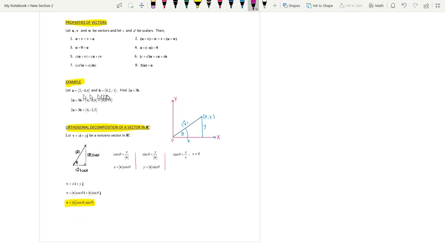Now suppose we have vectors a and b and we need to find 2a plus 3b. If you multiply this vector by 2, we will get 2a. So 2 times 2 is 4, negative 4 times 2 is negative 8, 4 times 2 is 8. And if you multiply this vector by 3, we will get 3b. So 0 times 3 is 0, 2 times 3 is 6, and negative 1 times 3 is negative 3. Now if you add them together, you will get this vector.